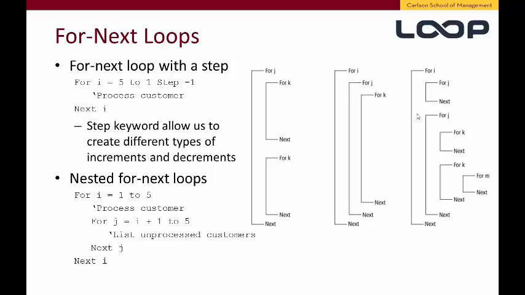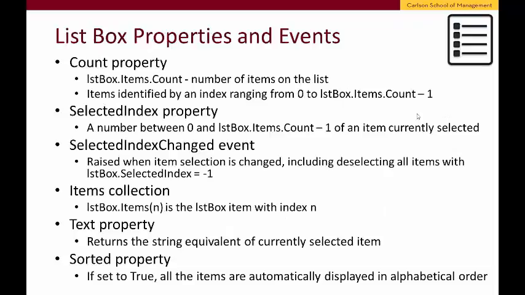Then we return to the outer loop with i equal to 3, which would make the inner loop list customers 4 and 5 as unprocessed, and so on. Check out the graphics on the right side of the slide for all kinds of complicated nesting situations.